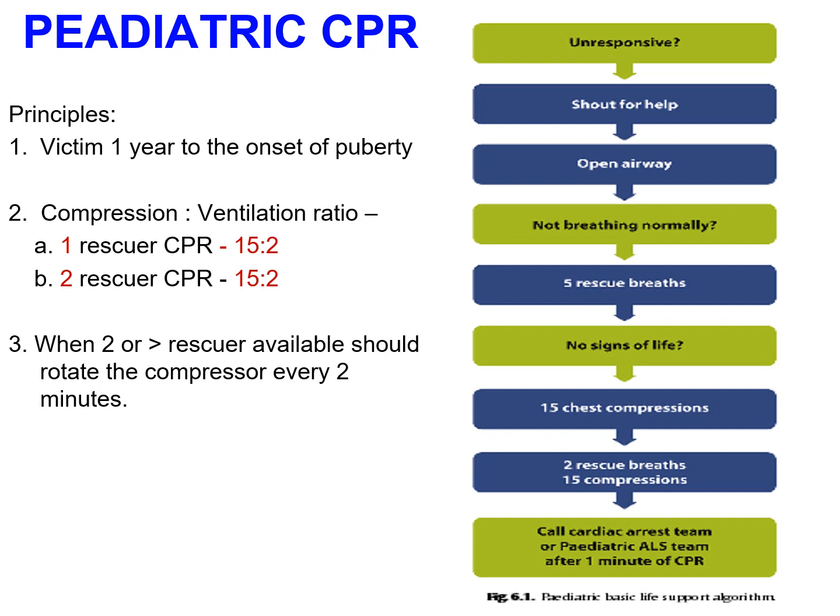So the principles of pediatric CPR: number 1, the victim must be from 1 year old to the onset of puberty, typically around the age of 12 years old. The chest compression to ventilation ratio is 15 compressions to 2 ventilations. When you have more than 2 rescuers available, rotate the compressor every 2 minutes.